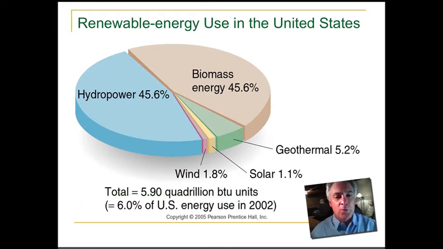So when we're taking a look at this pie chart, remember we're going to be looking at all of these different types, but in particular we're looking at geothermal, solar, and wind, because that shows the greatest room for growth.